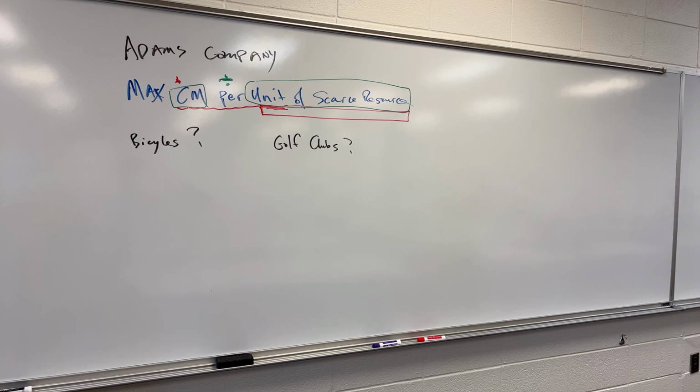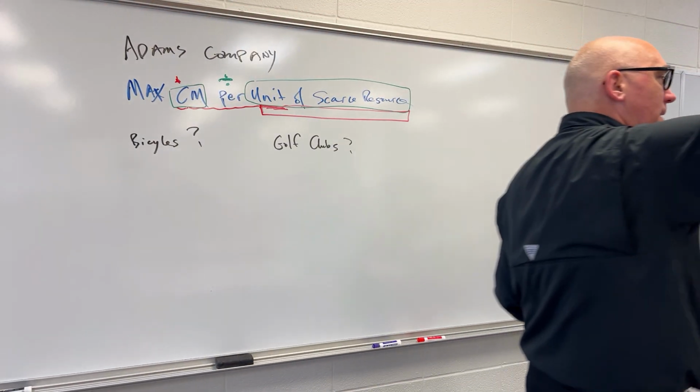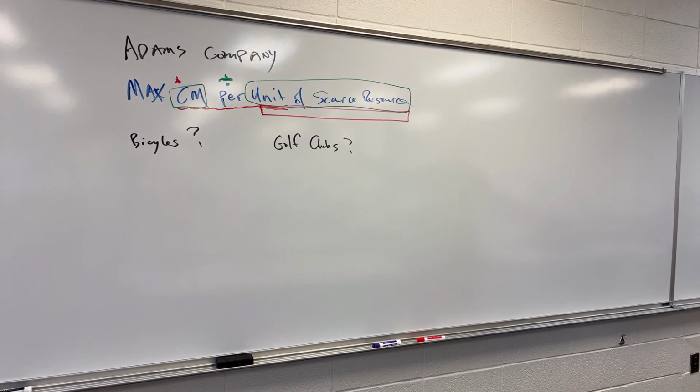We do have to work something out to do this. What do you think we need to work out or work on? Let's just talk about bicycle frames for the moment. What do you think we can do? So she's right, Corey's right. We're going to do two pieces. We're going to do two calculations. We're going to do this calculation twice: contribution margin per unit of scarce resource. We're going to do that twice, and then we're going to choose whichever one's the biggest.